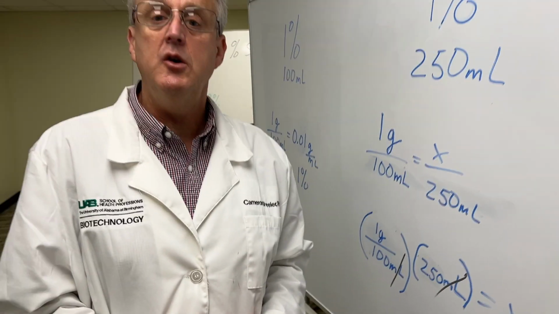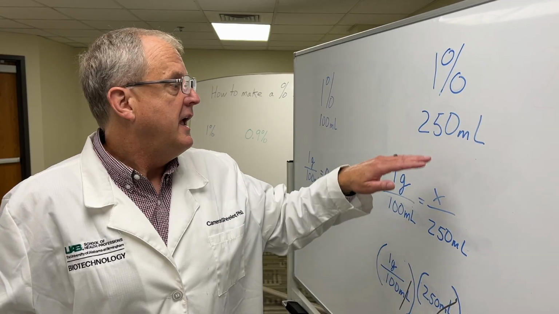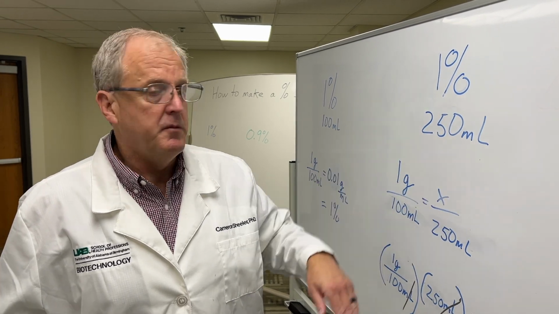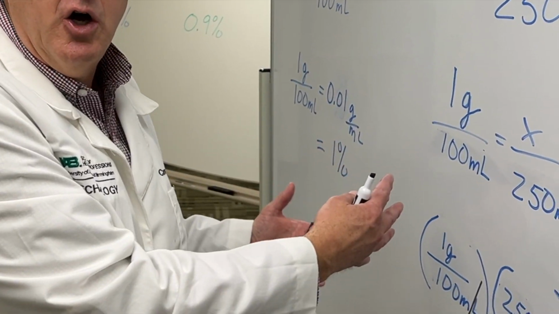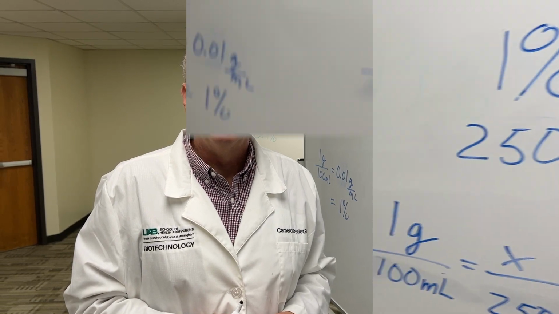So what we need to do is take 2.5 grams of whatever we're trying to dissolve, and we can put that into 250 mils. This procedure itself is not just for 100 mils. Use that same ratio to get it to any volume you want, and this will give you 1%.